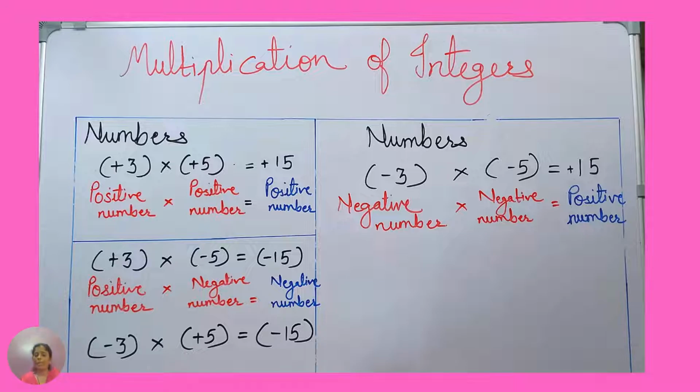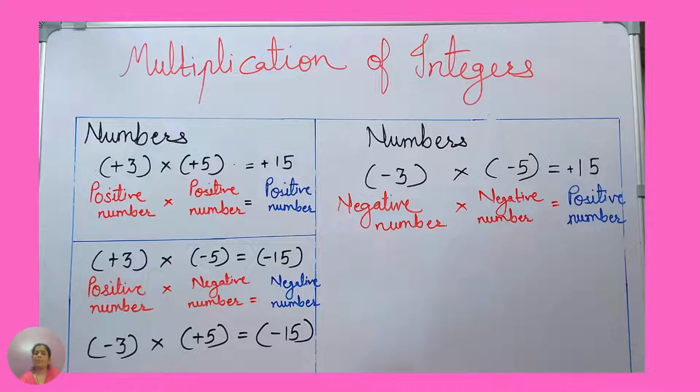Okay, now one number is positive and one number is a negative integer. So in such a case, when you multiply, what answer will you get? Your product will be negative, children. So when one is positive, one is negative, your answer will be negative, because plus minus, that way you have to keep in mind. So minus 3 into plus 5 is equal to minus 15.